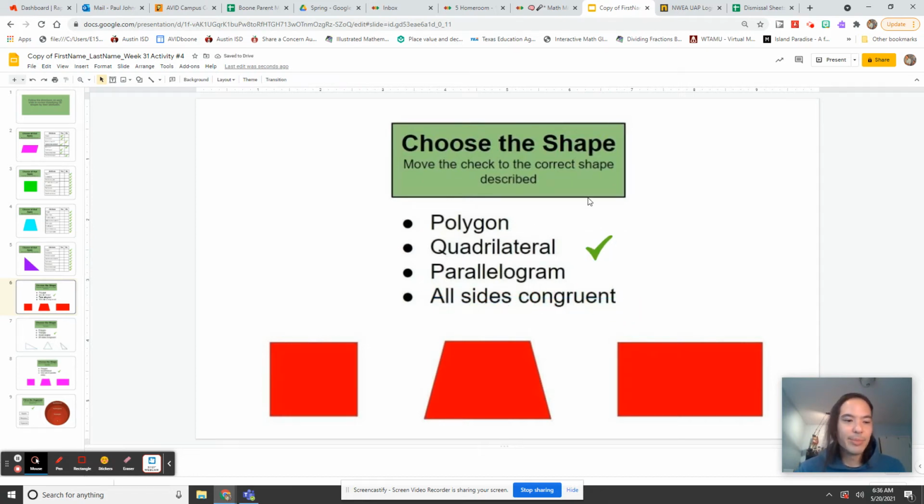This is your big tip. All sides congruent. Here, let me show you a little. Maybe this will help. Remember, these lines kind of show you congruency. So which one has all congruent sides?